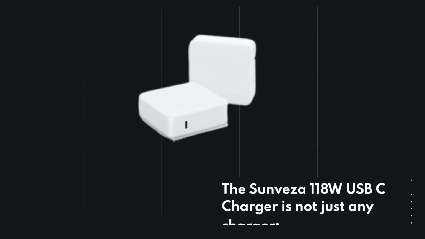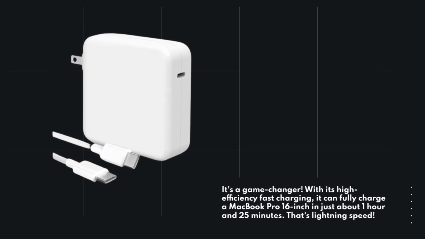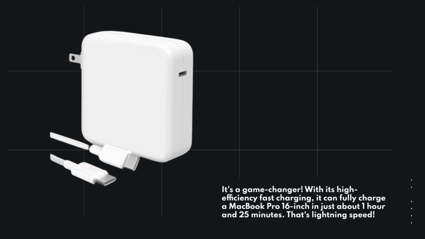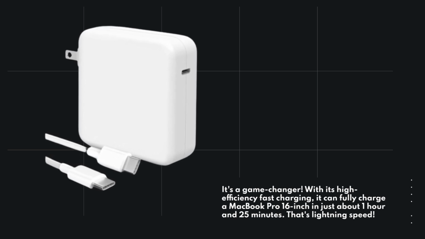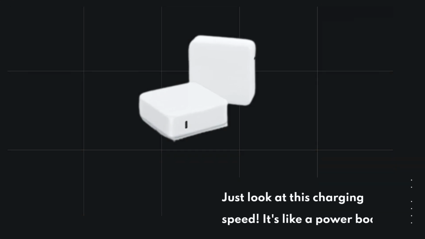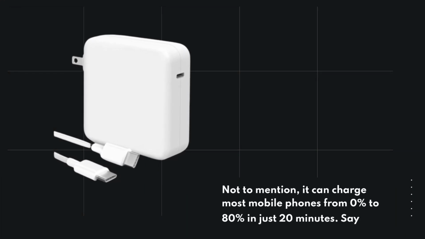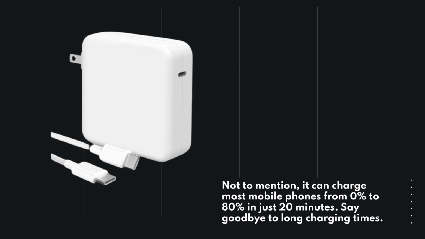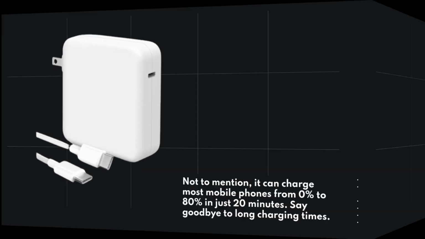The Unveil 118W USB-C charger is not just any charger. It's a game changer. With its high-efficiency fast charging, it can fully charge a MacBook Pro 16-inch in just about 1 hour and 25 minutes. That's lightning speed. Just look at this charging speed. It's like a power boost whenever you need it. Not to mention, it can charge most mobile phones from 0% to 80% in just 20 minutes. Say goodbye to long charging times.